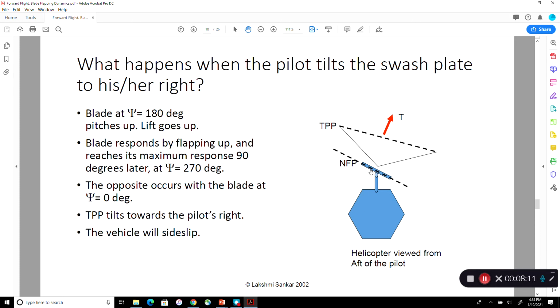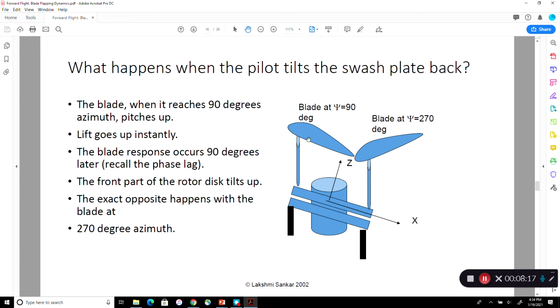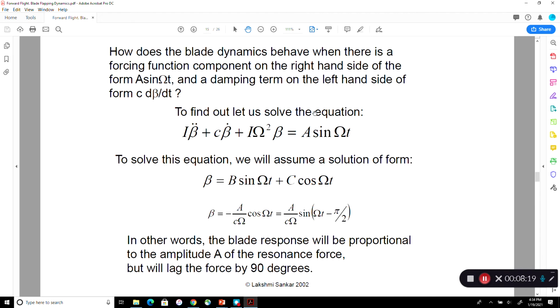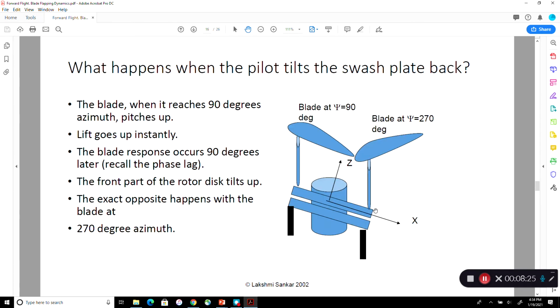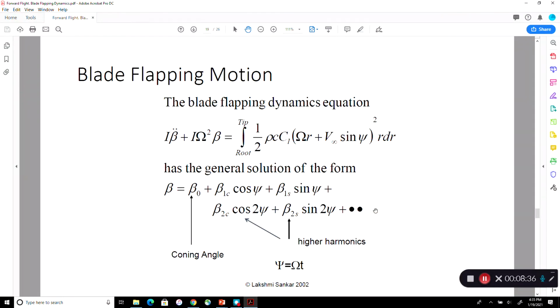So the pilot controls the Schwarz plate, which moves the pitch link up and down, which changes the angle of attack, which changes the forcing function, but the response takes place 90 degrees later. So this is how the blade flapping dynamics works and how the pilot is able to control which way the thrust is pointing. Whether it's a physical pilot or an autopilot, the principle is the same.